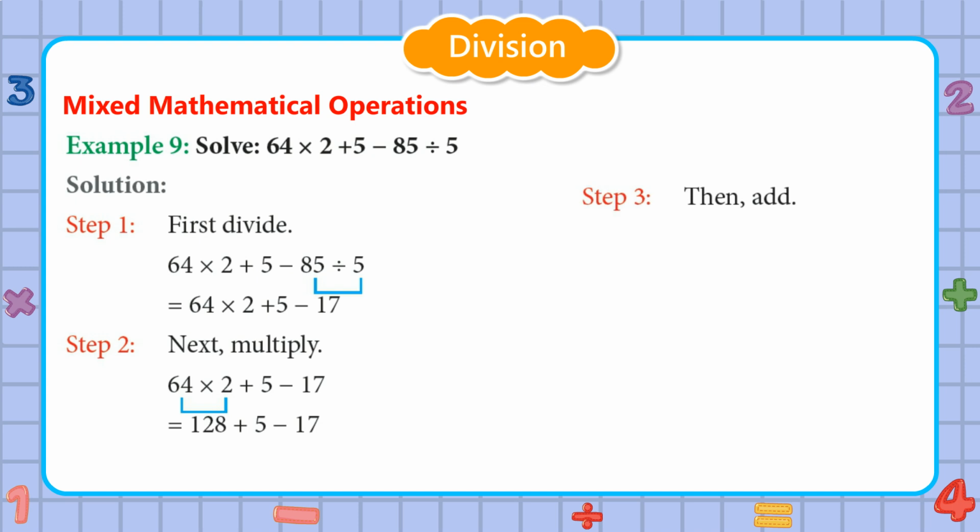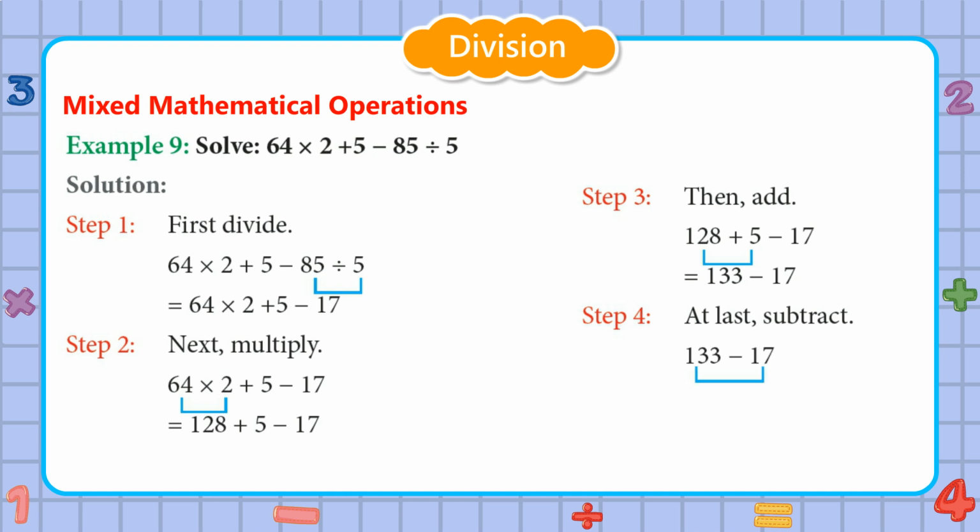Step 3. Then add. 128 plus 5 minus 17 is equal to 133 minus 17. Step 4. At last, subtract. 133 minus 17 is equal to 116. Therefore, 64 multiply 2 plus 5 minus 85 divided by 5 is equal to 116.